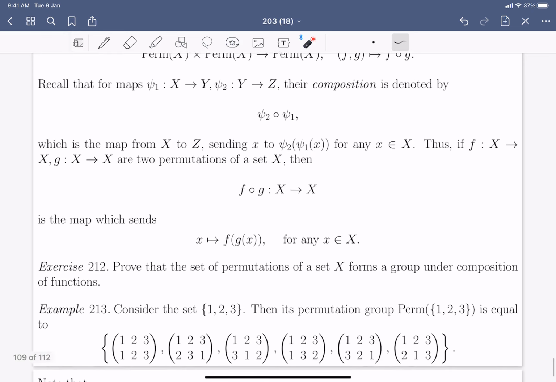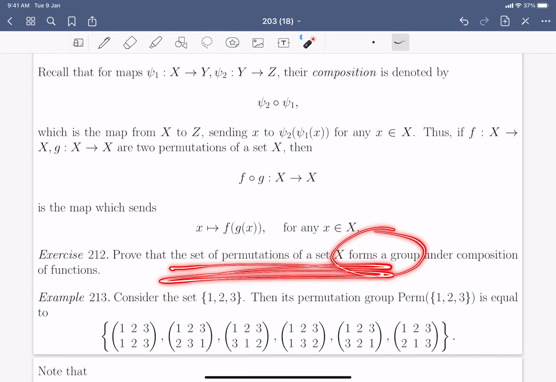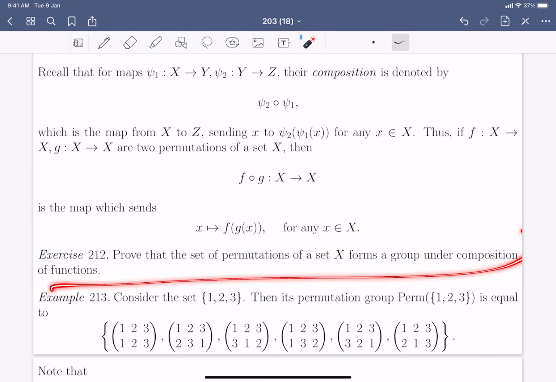Great. And thus if we start with two permutations f and g of X, then f composite g sends an element x to f applied to g of x. And this is a repetitive exercise that asks to show that the set of permutations of a set X forms a group under composition of functions.